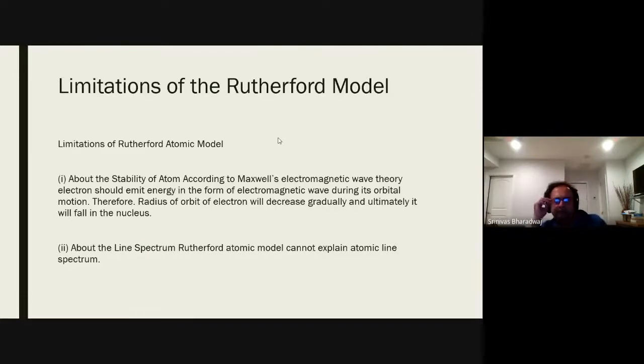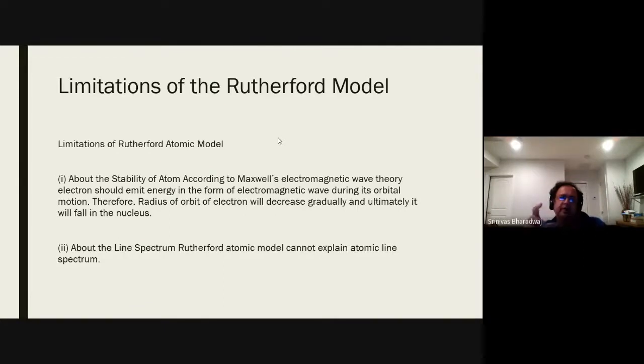Now there were still issues. The first issue was about the stability of the atom. According to electromagnetic theory, the electron should emit energy in the form of electromagnetic waves during its orbital motion. Therefore, the radius of the orbit of electrons will decrease gradually and it will ultimately go into the nucleus. So if there is any perturbation when an atom is rotating, it will spiral back into the nucleus. The electrons spiral back into the nucleus, and that never happens.